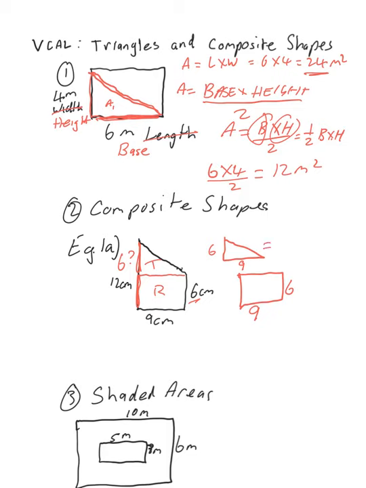So this is B times H divided by 2, so this will be 9 times 6 divided by 2. That equals 27. What is it? Centimetres squared. This one is just the length times the width, so it's 9 times 6, equals 54 centimetres squared. We add those two together, 27 plus 54, and we get 81 centimetres squared there.